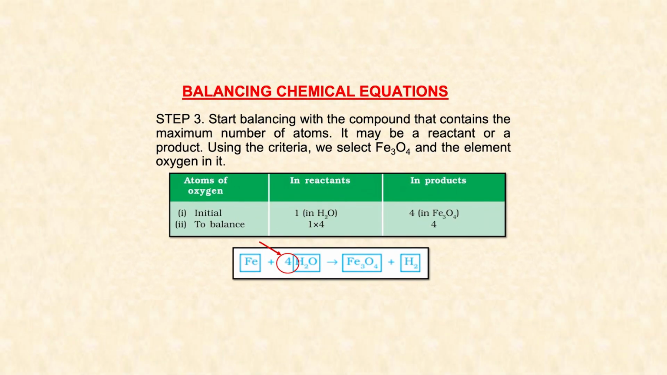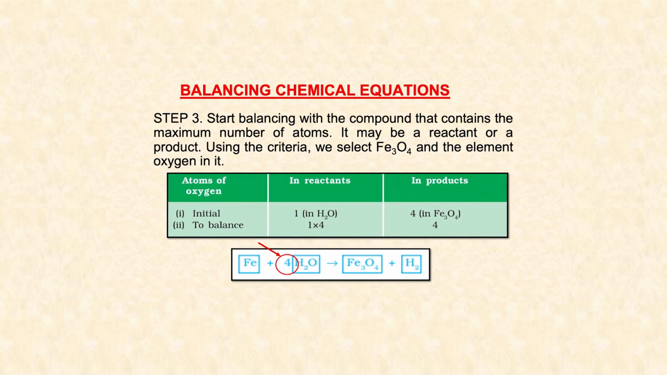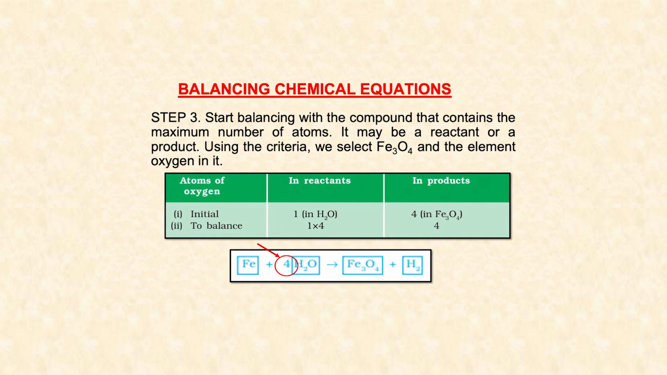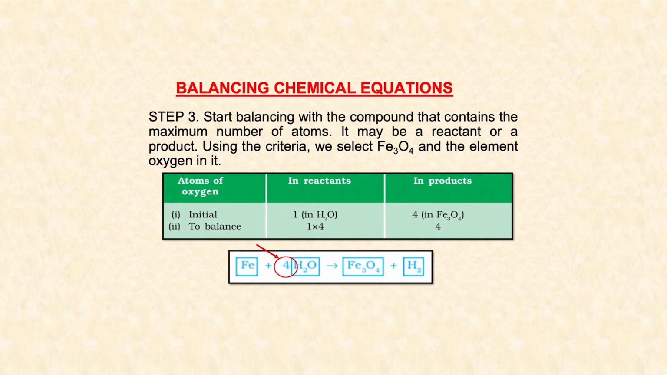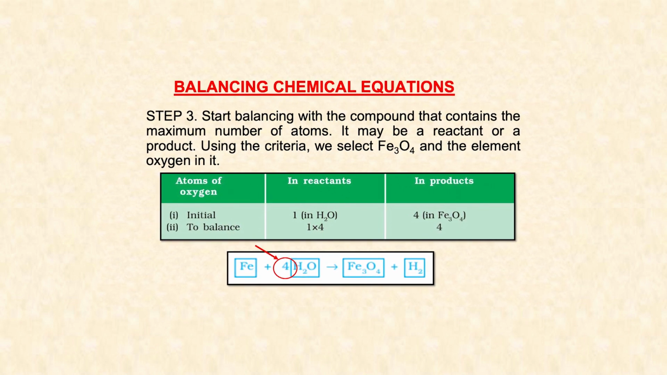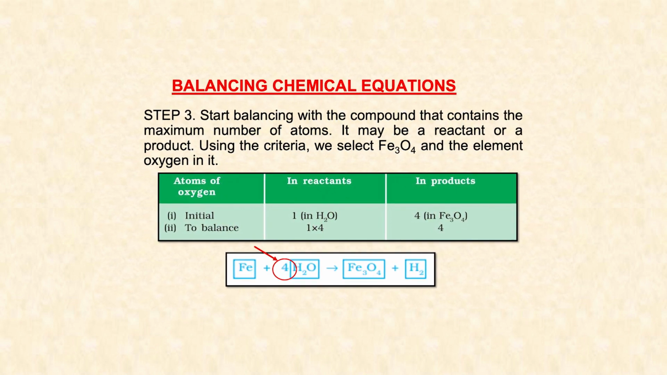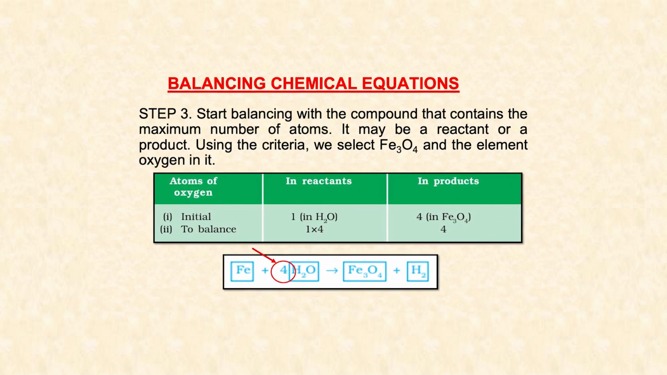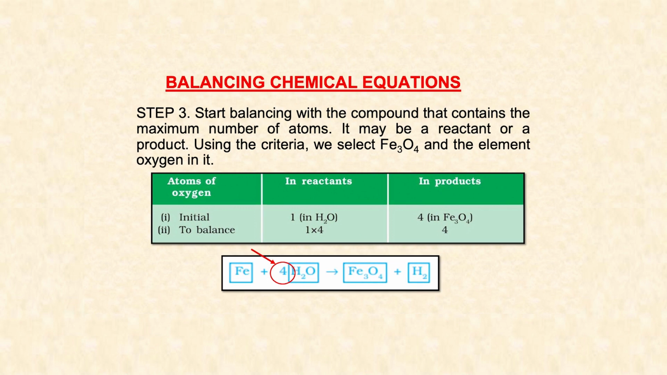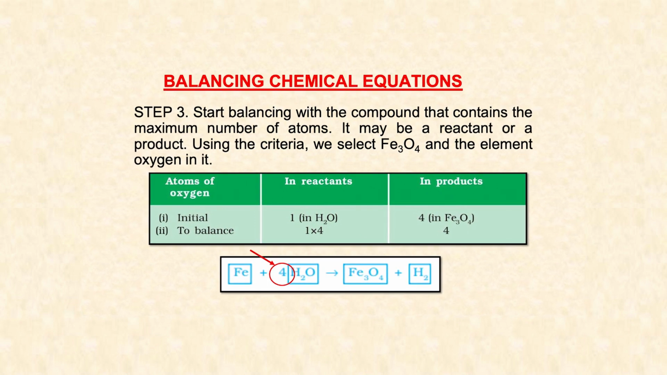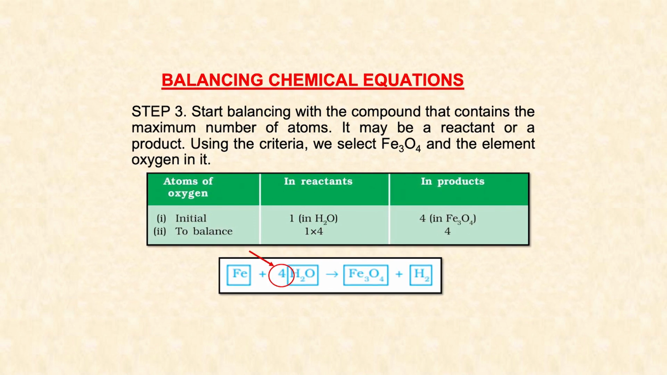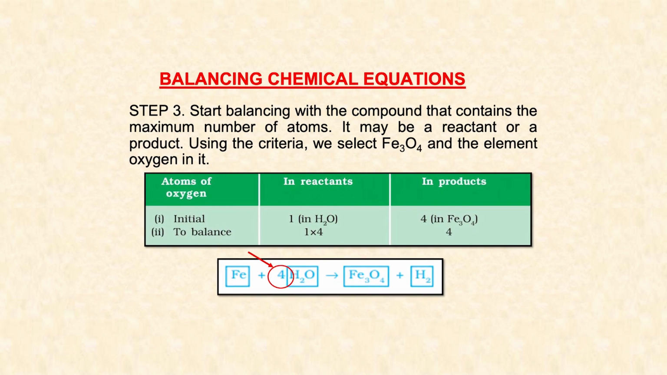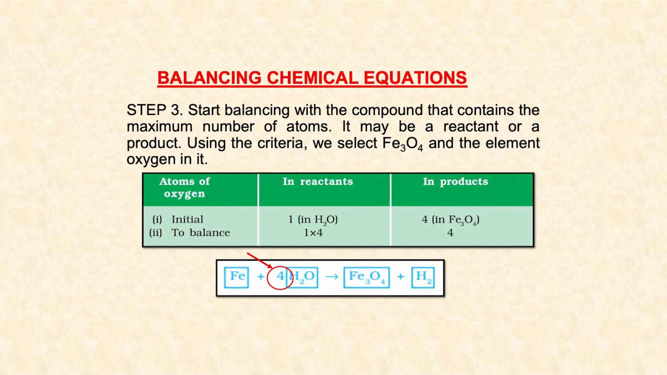In step 3, we will start balancing with the compound that contains a maximum number of elements. In that compound, select the element which has maximum number of atoms. To equalize the number of atoms, it must be remembered that we cannot alter the formula of the compound or element involved in the reaction.